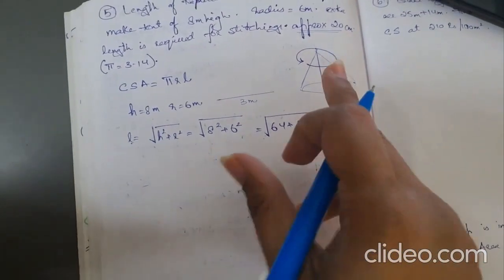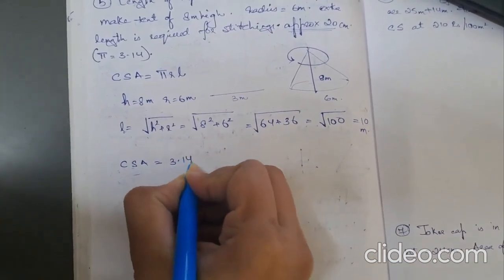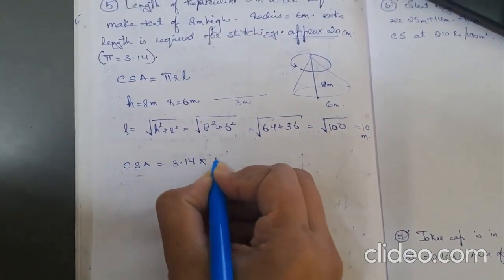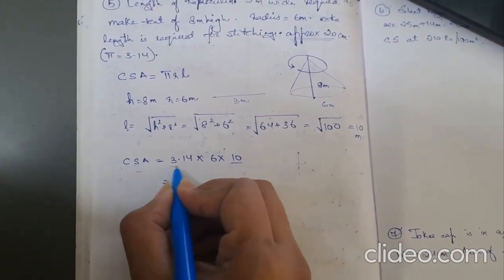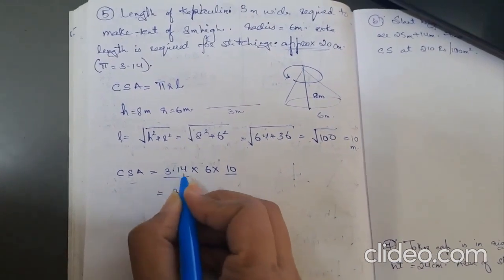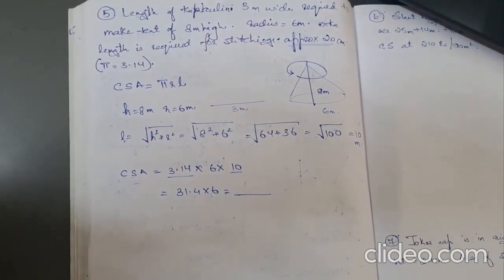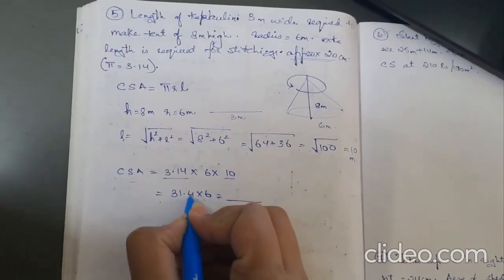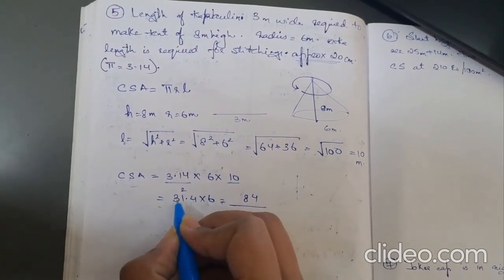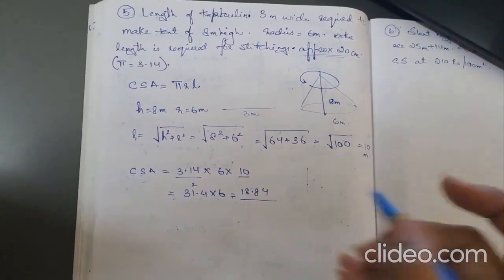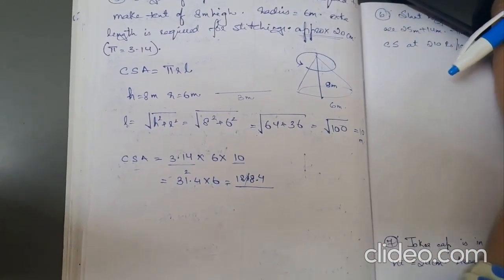Now after this, I need to find the CSA. The CSA formula is pi, which is 3.14, into R, which is 6, into L, which is 10. I'll multiply the 3.14 and 10 first, so it becomes 31.4 into 6. Now it becomes easy for me to calculate my CSA. 6 4s are 24, 6 1s are 6, plus 2 is 8, and then 6 3s are 18. So 188.4. The decimal is here. This is the amount of cloth required.